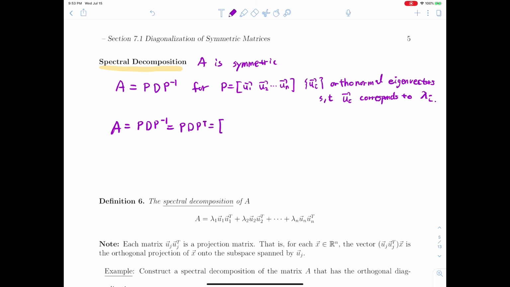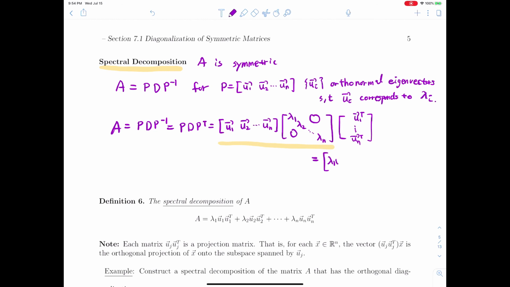Then this diagonalization gives you A equals PDP inverse, but in fact, we have PDP transpose, that equals U1, U2, until UN, multiplied to lambda 1, lambda 2, and lambda n, and the off-diagonal entries are 0, and we have P transpose, where U1 transpose through UN transpose are row vectors. Then calculating this gives you lambda 1 U1, lambda 2 U2, and so on, lambda n UN, multiplied to U1 transpose through UN transpose.